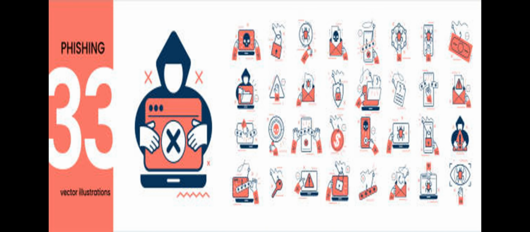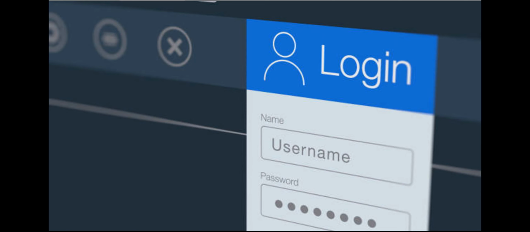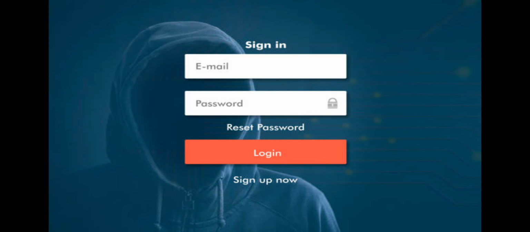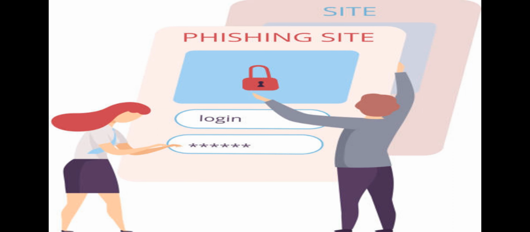Number 4, phishing attacks. While two-factor authentication adds an extra layer of security, it can still be vulnerable to phishing attacks. Attackers can create convincing fake login pages or use social engineering techniques to trick users into entering their credentials, including the two-factor authentication code, on a malicious website. Once obtained, the attackers can immediately use the code to gain unauthorized access to the victim's account.